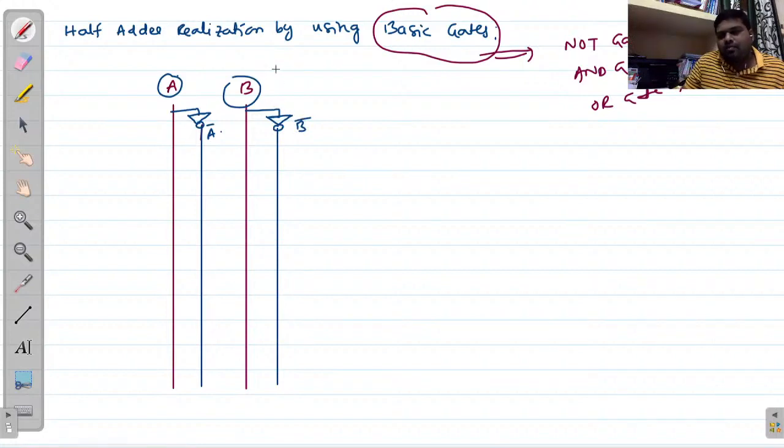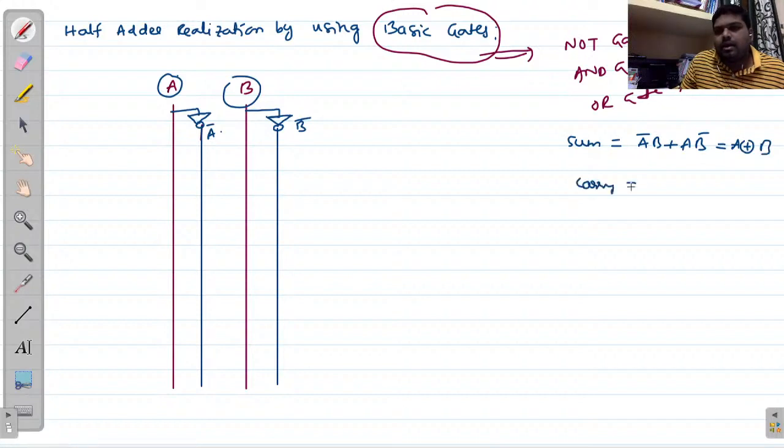First you can form this type of configuration. After that, what do we want? Sum is nothing but A bar B plus A B bar, that is A XOR B, and carry is nothing but A into B, that is the product. Now for this product we require an AND gate, right?